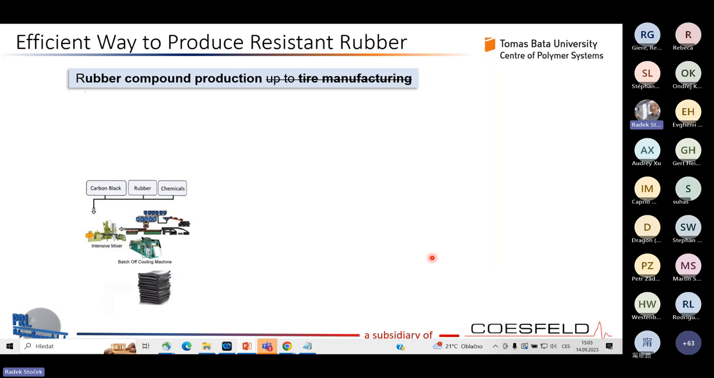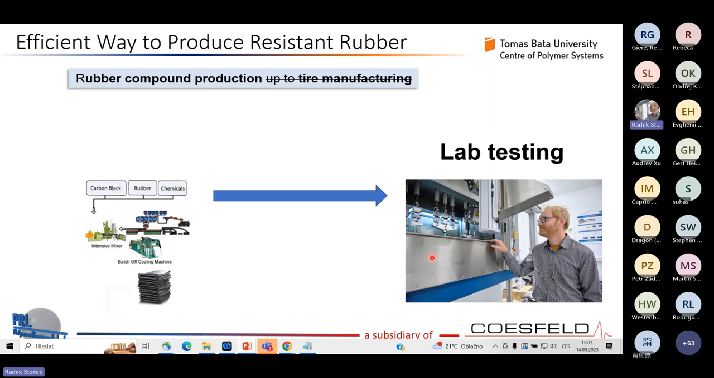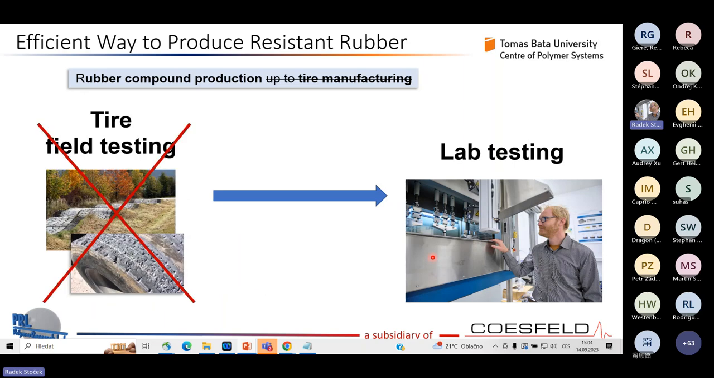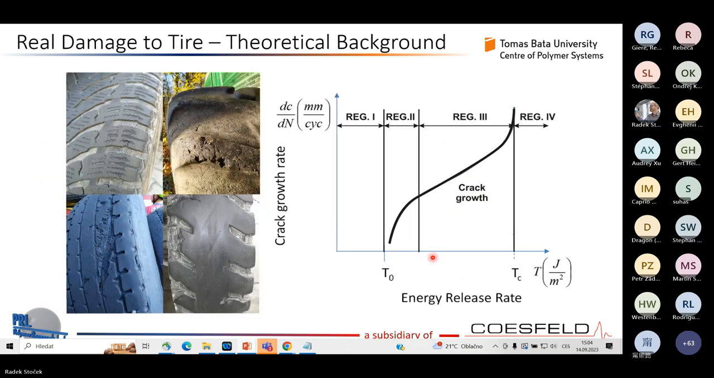If we did so, we would need to focus on laboratory testing and do everything inside the laboratory, analyzing and characterizing the behavior on test pieces. That would be really great, because if this were achieved, we would save a lot of time and money, even personnel requirements, and we would enhance the testing repeatability for sure. Therefore, this is the process we would really like to implement, to maximally avoid tire field testing, not fully, of course, and to save time and money and get repeatable data and physically describe it and so on. That's our aim. To do so, we need to first understand some theoretical background.